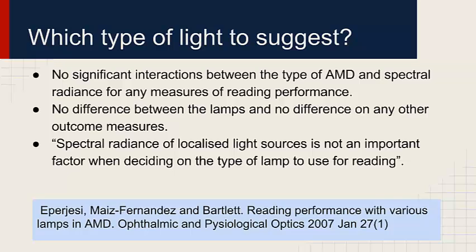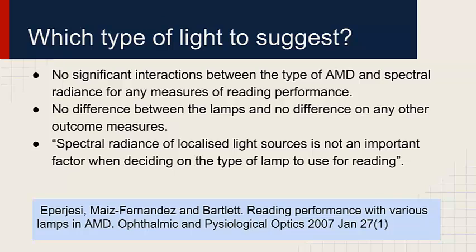The reason that the researchers chose to study patients with macular degeneration only for this study is because it's the most common cause of vision impairment. And also, research suggests that patients with AMD benefit from task lighting. And so the researchers were interested to find out if there was a relationship between spectral radiance and retinal scatter.